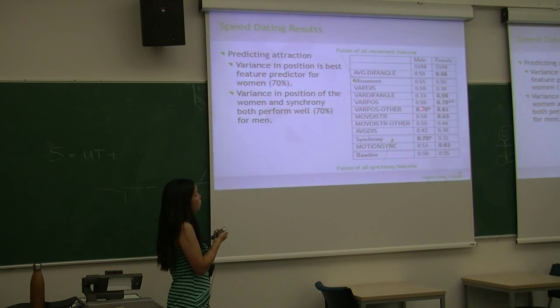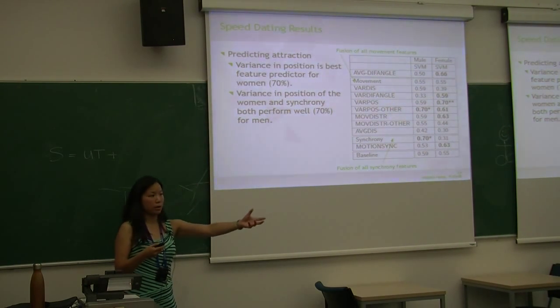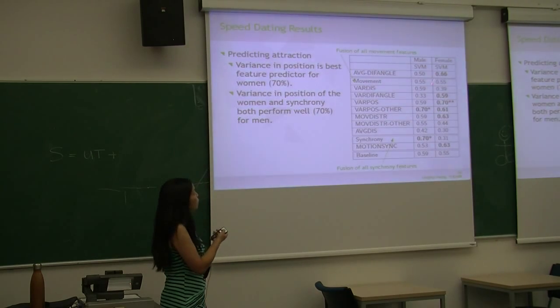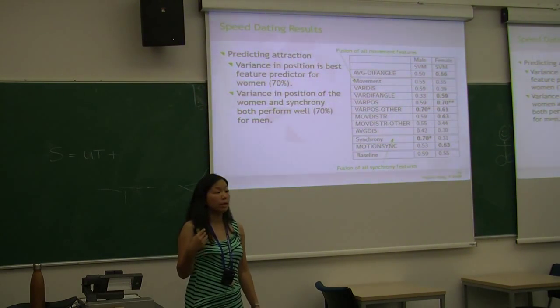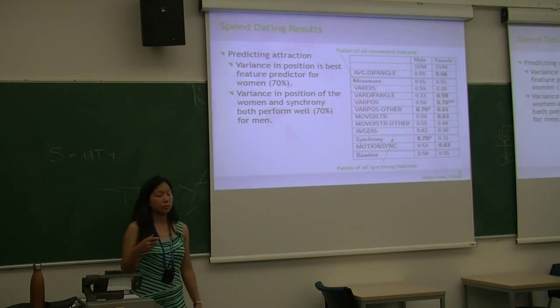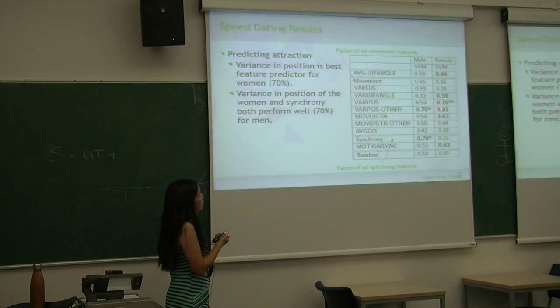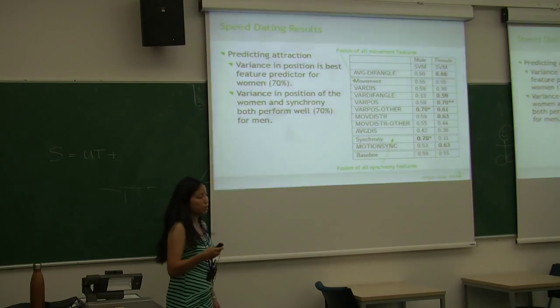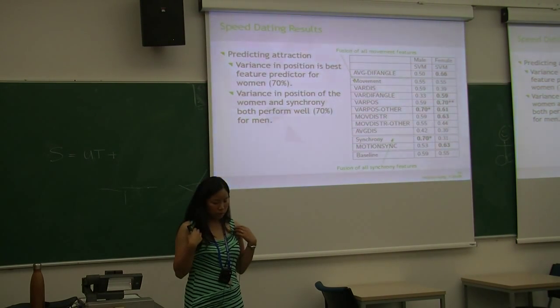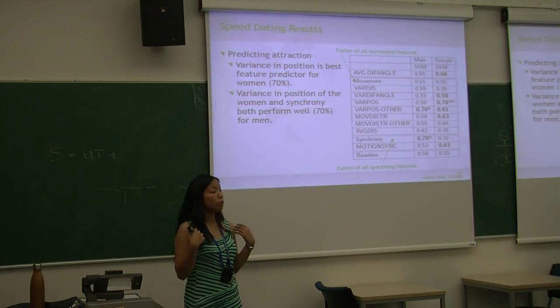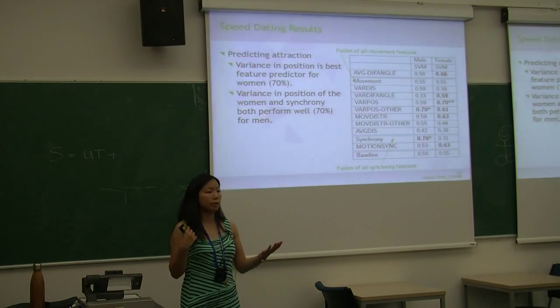So one of the highest performing features is the variance in the position of the other person, so the other person that's in the date. For example, in this case, the variance in the position of the female is very indicative of whether that guy will be attracted to the woman. And in this case, the variance in position of the female is most indicative of whether she is attracted to the guy.